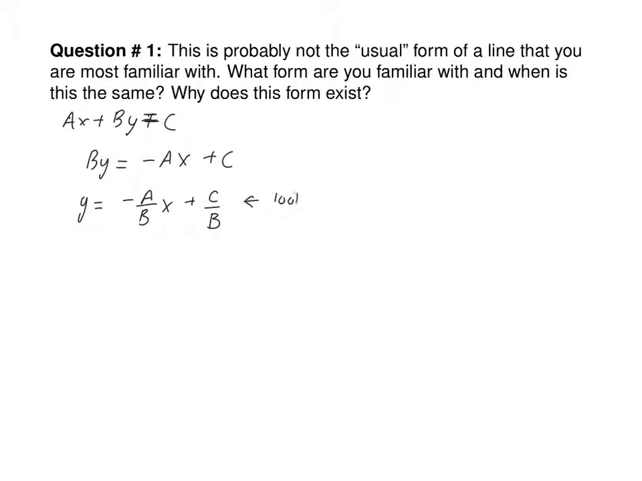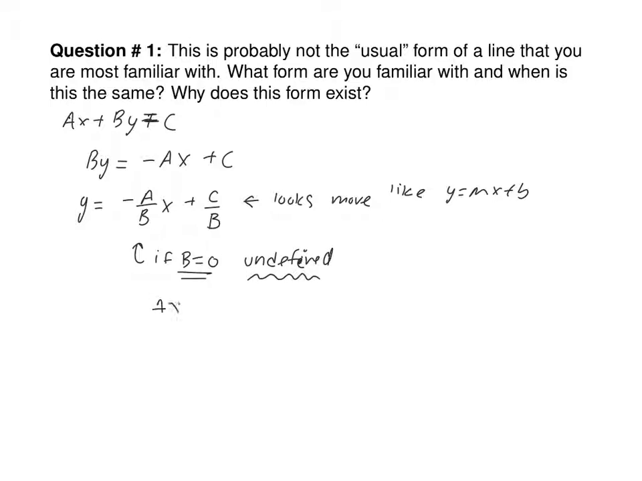And this looks more like y equals mx plus b, doesn't it? Do you also see that one problem that arises here is if b is equal to zero? If b is equal to zero, you have two undefined terms. And if b equals zero, you get the line ax equals c, or x equals c over a, which is actually a vertical line of undefined slope.